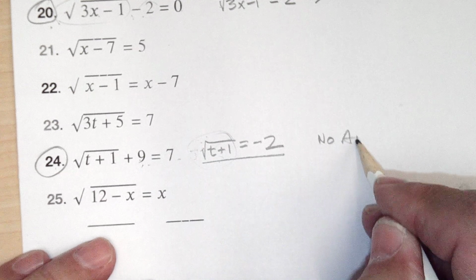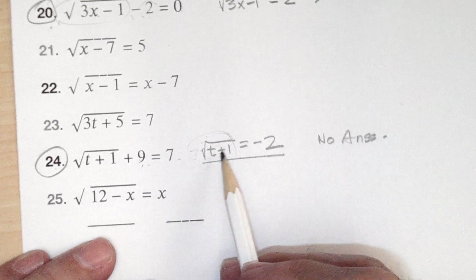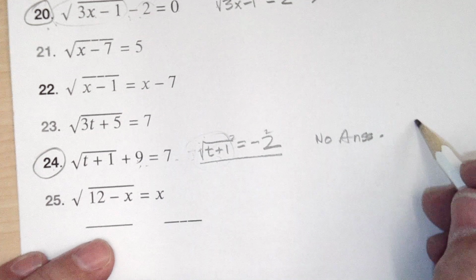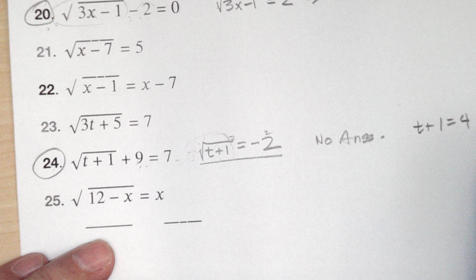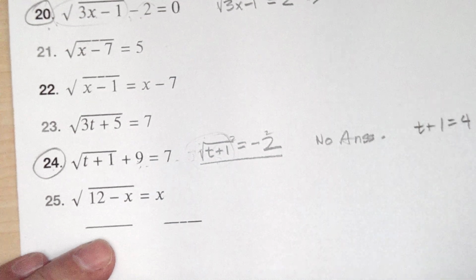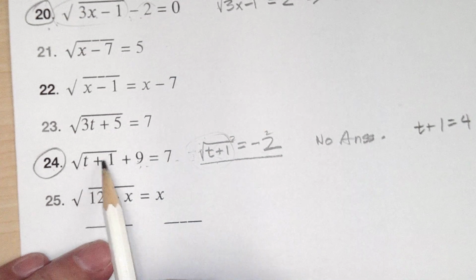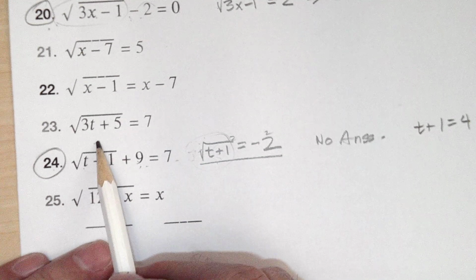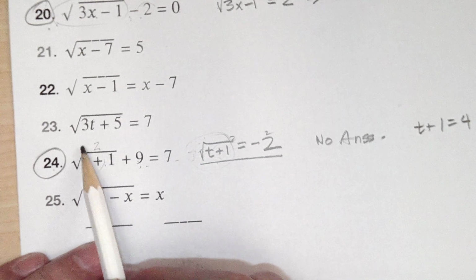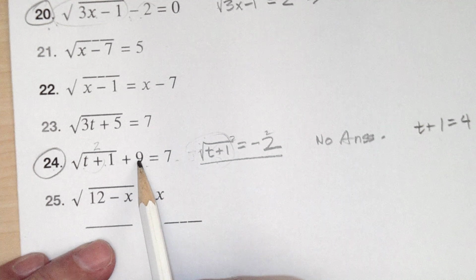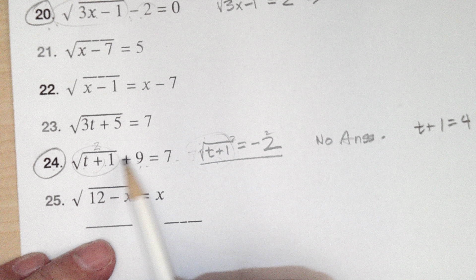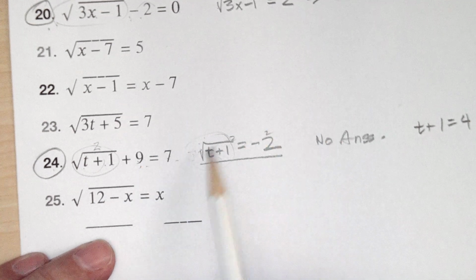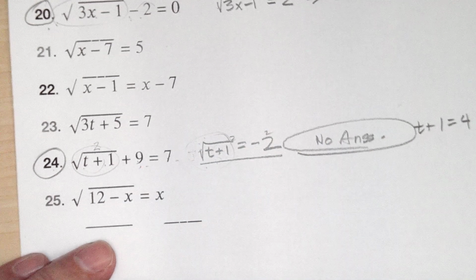no answers. Now, you could try squaring, and you get t plus 1 equals 4. Subtract 1, and you think t equals 3. 3 plus 1 is 4. The square root of 4 is 2, not the negative 2 that you would need to add to 9 to get 7. This can't be negative, and so you can't get this down to 7, and so there's no solution to that one.